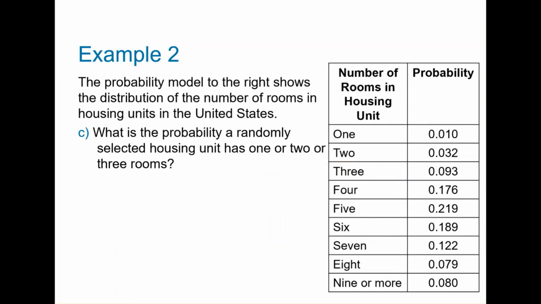Part C, what is the probability a randomly selected housing unit has 1 or 2 or 3 rooms? First, we need to determine whether the events are mutually exclusive. Is it possible for a unit to have 1 and 2 and 3 rooms? No. The housing unit will either have one or the other, so these events are mutually exclusive. So because the events are mutually exclusive, we can go ahead and add the probabilities.